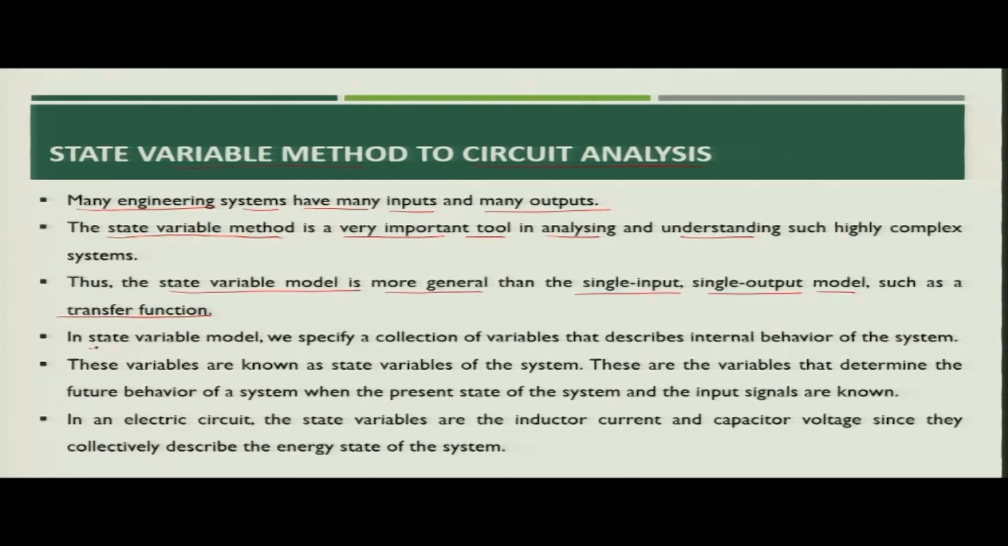So, what we do in the state variable model is specify a collection of variables that describe the internal behavior of the system, and these variables are known as state variables of the system. These are the variables that determine the future behavior of the system when the present state of the system and the input signals are known to us. So, that means the state variables which you find will give you the future behavior of the system.